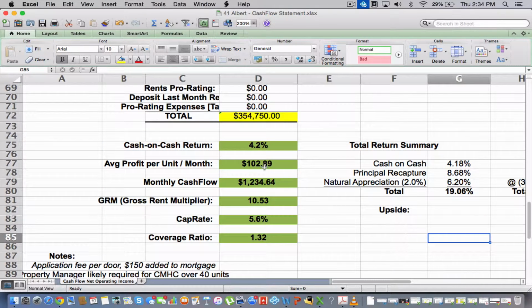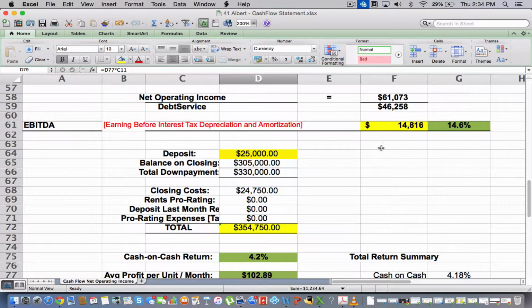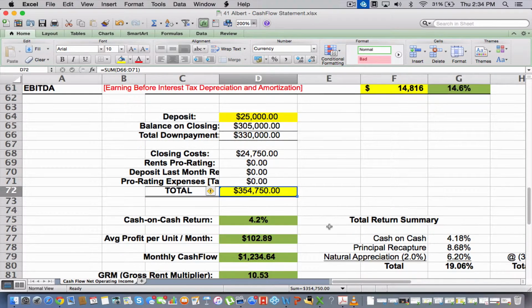Okay, so your cash on cash return in this situation says 4.2%. To be more specific, here on the right, it says 4.18, and here it's just rounded up to 4.2. The way that's calculated is by taking the total cash flow for the year, so taking this monthly cash flow number and multiplying it by 12, or taking this number, which is your annual cash flow, and dividing it by your total down payment. Okay, and that gives you a cash on cash return.